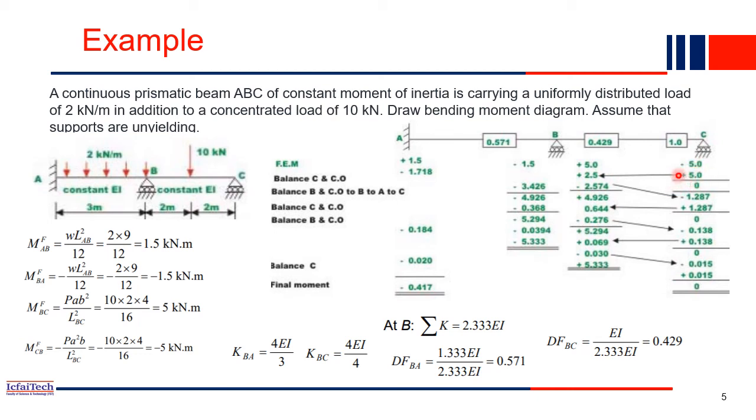Whenever we add any extra moment at a particular support, half of this moment will automatically carry over to the far end of the member. This member has two ends: this is the near end, and this is the far end. So whenever we add plus 5, half of it, 2.5, will automatically be added here.